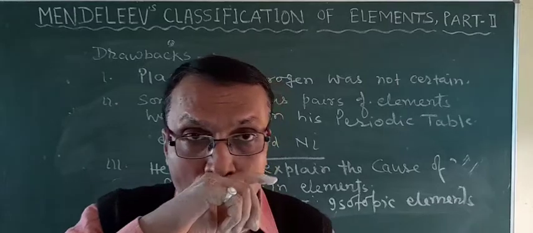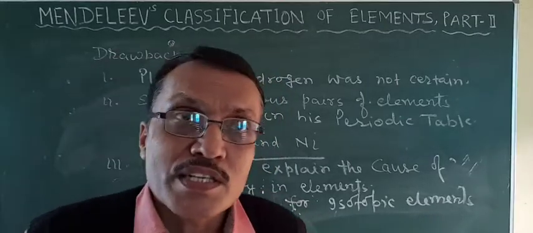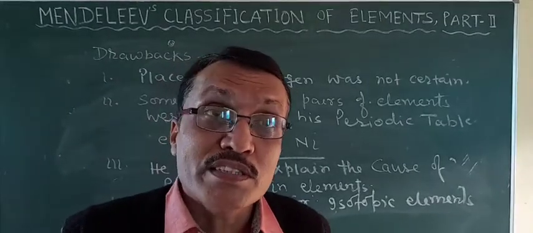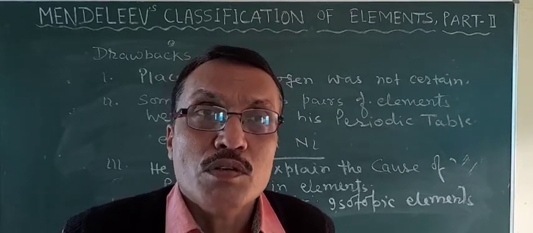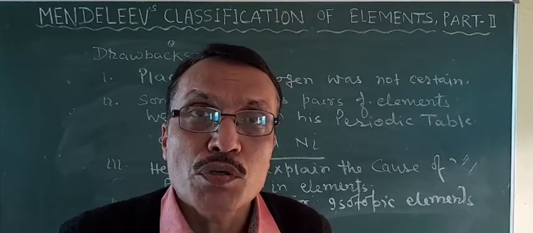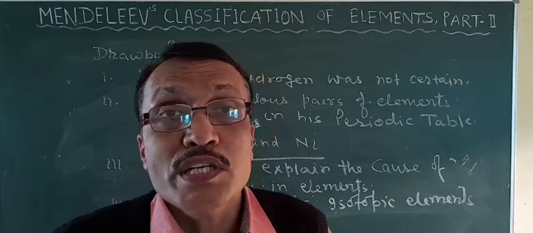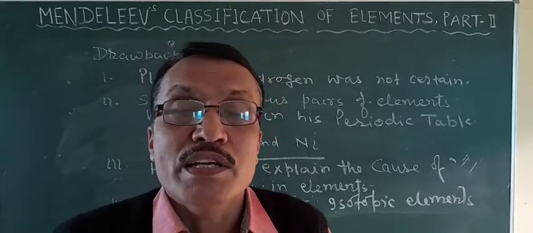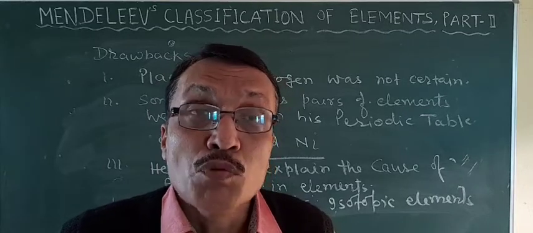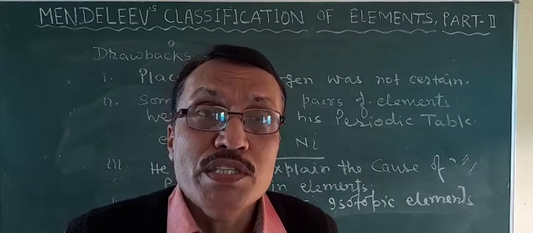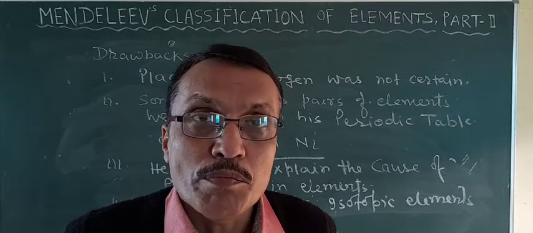So students, when elements were arranged on basis of their increasing atomic number, then almost all the drawbacks of Mendeleev's periodic table were sorted out. And hence today we study about the modern periodic table which is based on atomic number.